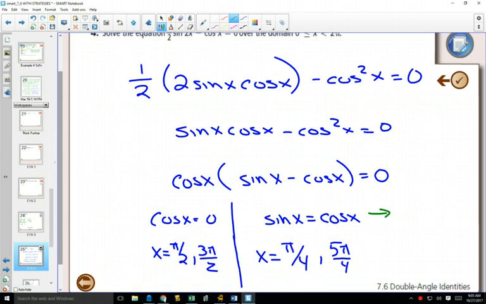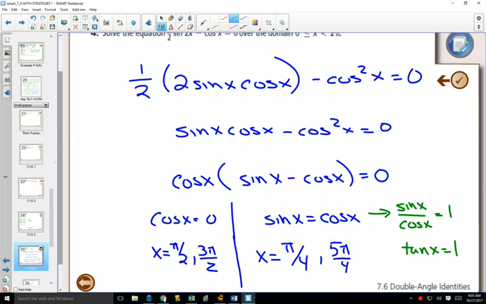Now, the other strategy, when you get sine x equals cos x, is there is a way to get this into a single trig function. If you divide both sides by cos, you get sine x over cos x equals 1, which is the same as tangent equal to 1. And you get those same answers at pi over 4 and 5 pi over 4. So that works really neat.